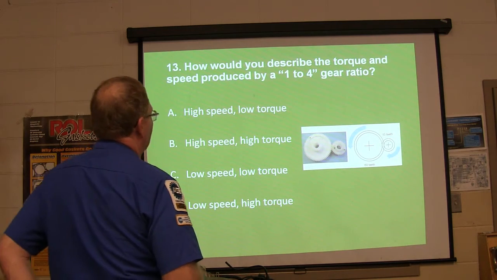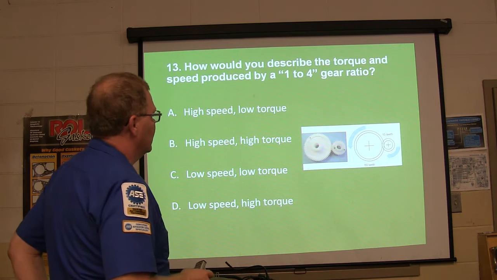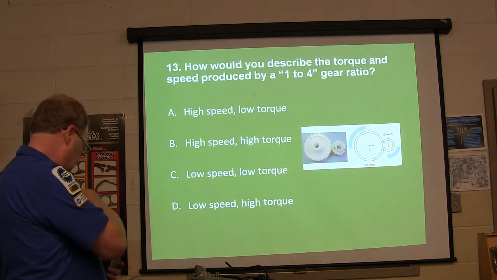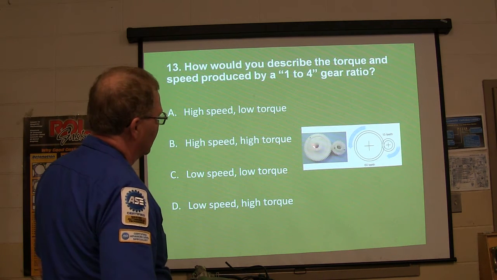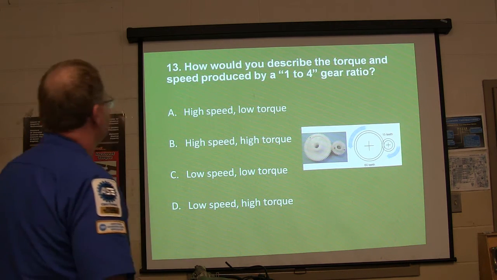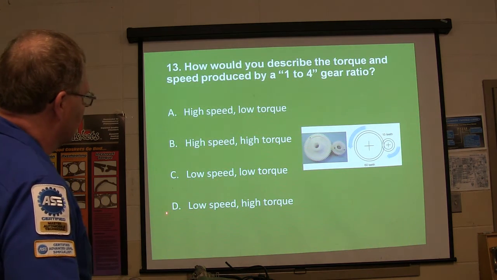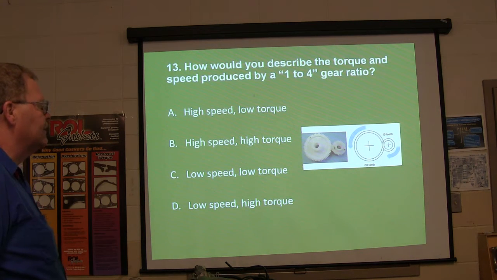How would you describe the torque and speed produced by a 1:4 gear ratio? 1:4, by the way, would be 1 turn here and 4 turns there, right? High speed, low torque; high speed, high torque; low speed, low torque; low speed, high torque. Take you a second to chew on that one.